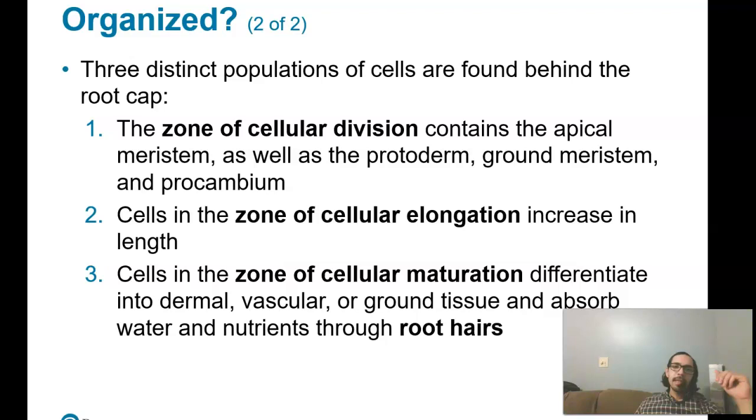So there's three distinct populations of cells that are found behind the root cap. There's the zone of cellular division, which contains the apical meristem as well as the protoderm, the ground meristem, and the procambium. And then there's the cells in the zone of cellular elongation, which is the one that allows it to increase in length. There's the cells in the zone of cellular maturation, and these are the ones that differentiate into the dermal, vascular, and ground tissue.